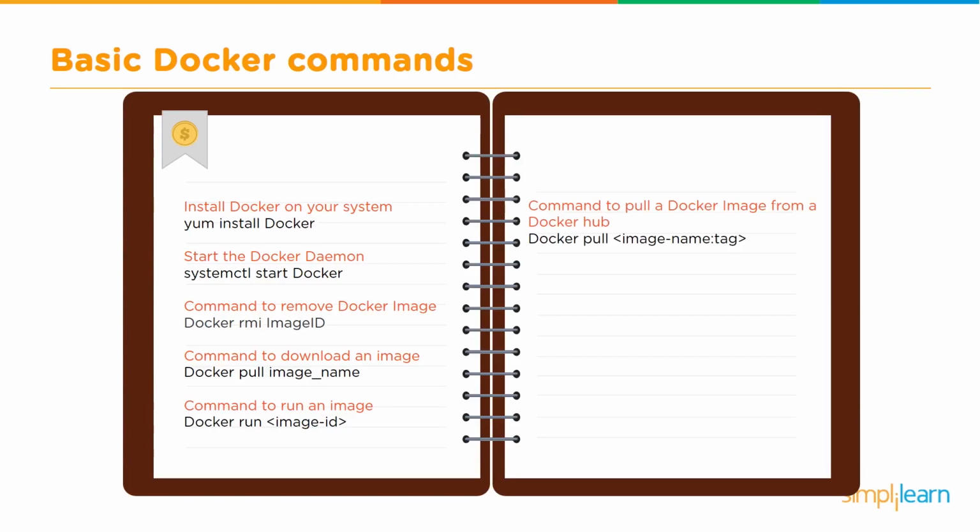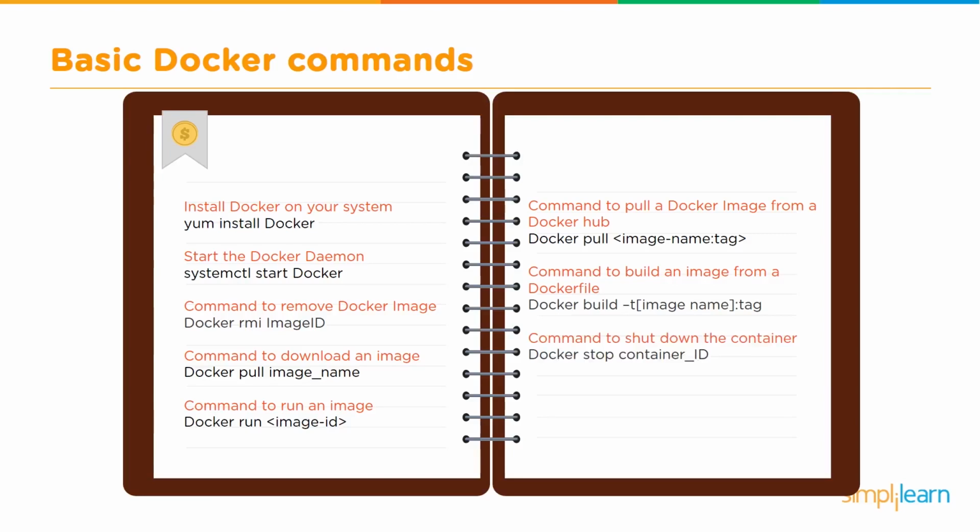If we wanted to pull specifically from Docker Hub, then we would have docker pull and then the image name and colon its tag. To build an image from a Dockerfile, you would do docker build -t and then the image name and colon tag. To shut down the container, you would do docker stop container ID. The command for accessing a running container is docker exec -it container ID bash.